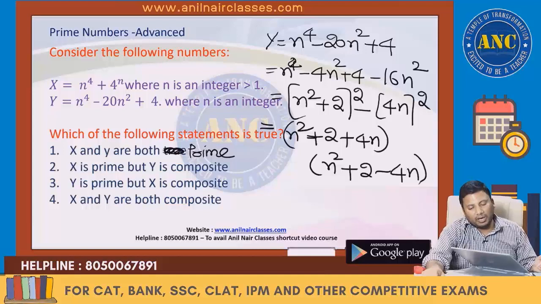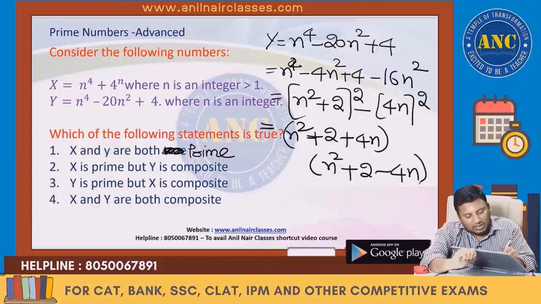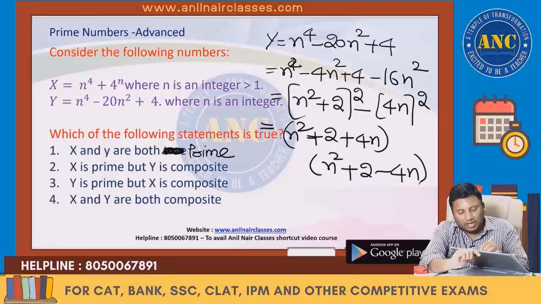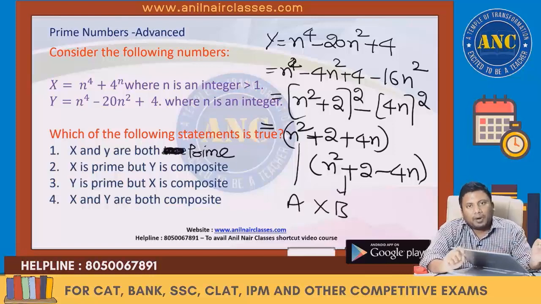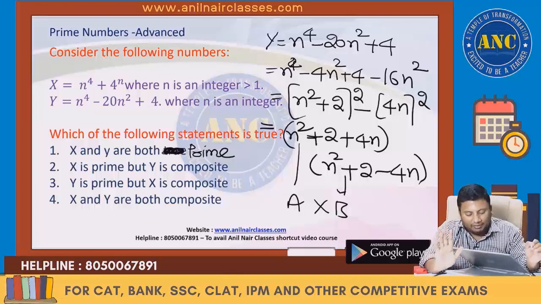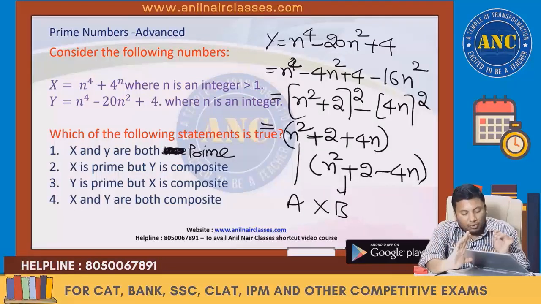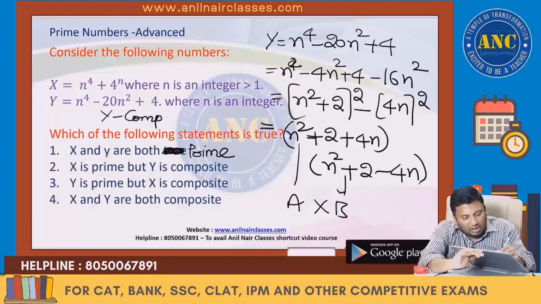N power 4 minus 20n square plus 4 is nothing but n power 4 minus 4n square plus 4 minus 16n square. N square plus 2 whole square minus 4n whole square. This is a and this is b. A prime number is a number which has got two factors, 1 and itself. It is not 1, it is more than 1. So y is definitely composite. Y has got two factors other than 1 and itself.